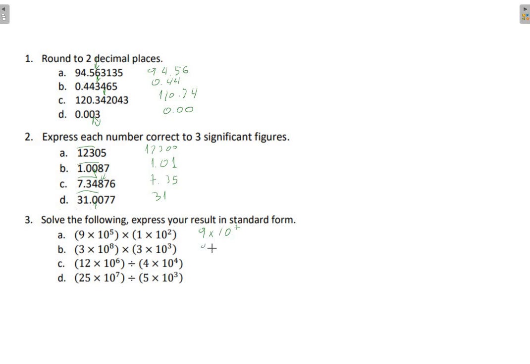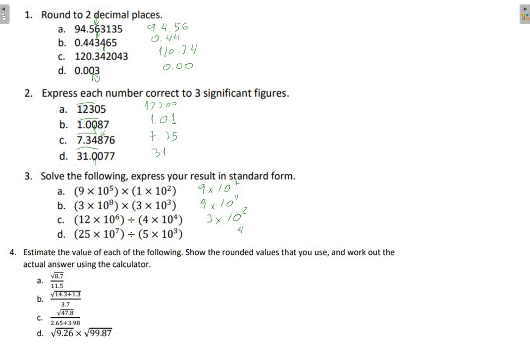3 multiplied by 3 is 9, 10 to the power of 8 plus 3 is 11, right? It's 11. In this case, you have 12 divided by 4 is a 3. Multiply 10. Since they're divided here, you have to subtract 4 minus 6. So this is a 2. And in this case, when you have to divide 25 divided by 5, it's 5. And you have 7 minus 3 is 10 to the power 4. Okay, that's exercise 3.